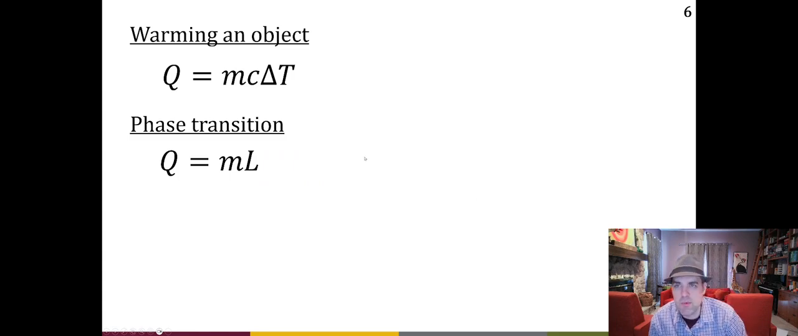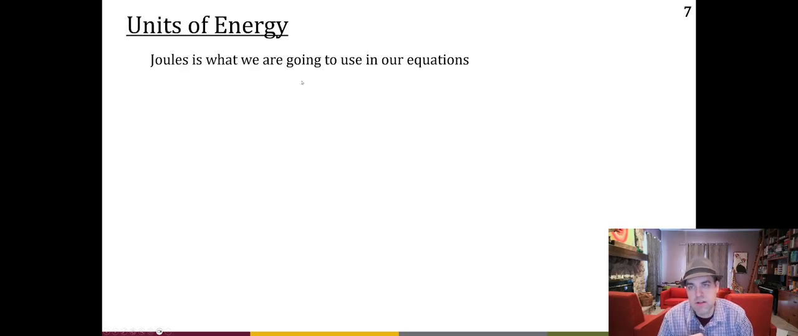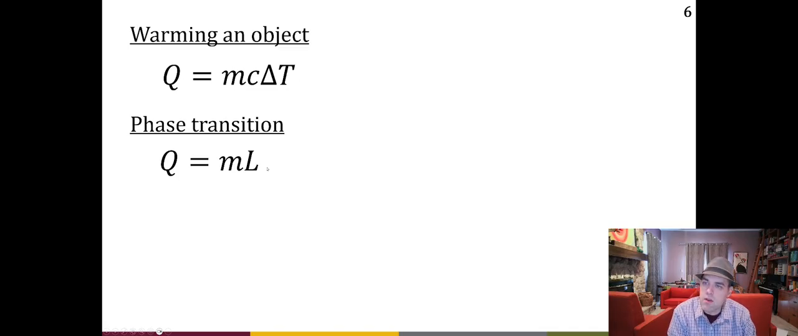For this part of the unit, we've really only added two equations. The energy required to warm an object, Q equals mc delta T, and the phase transition equation, Q equals mL. So you need to think about which one you're going to be using. When you're warming an object, you use this one. And when you're undergoing a phase transition, you use this one.